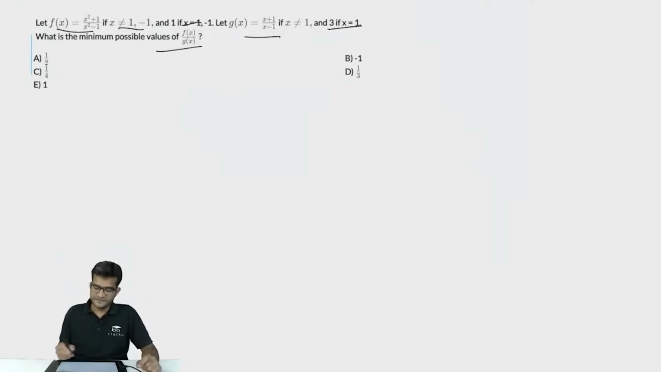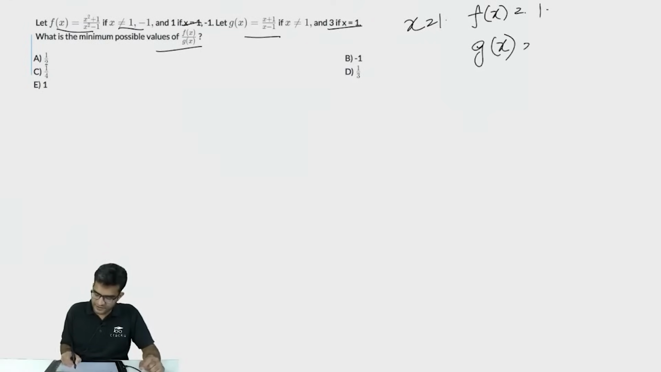The first thing to do is, when x is equal to 1, what is the value of f of x? The value of f of x is equal to 1. And what is the value of g of x? It is equal to 3. So the value of f of x by g of x, which we are trying to minimize, will be equal to 1 by 3.